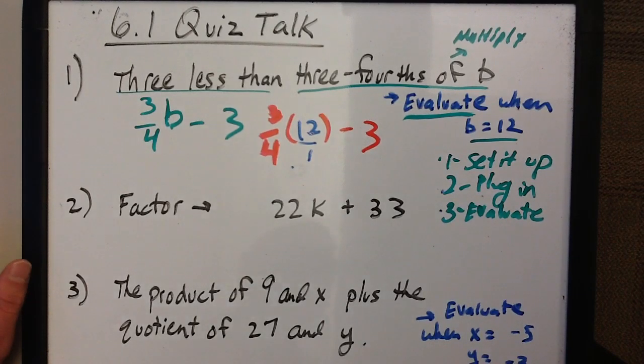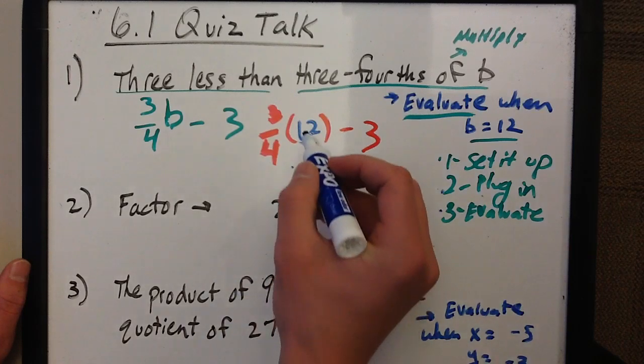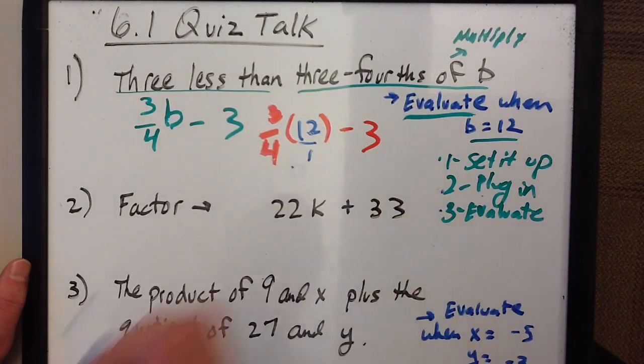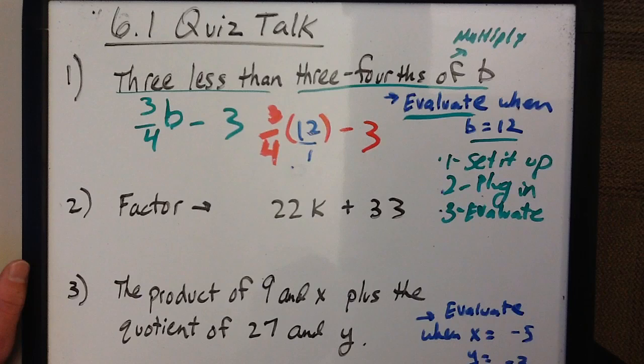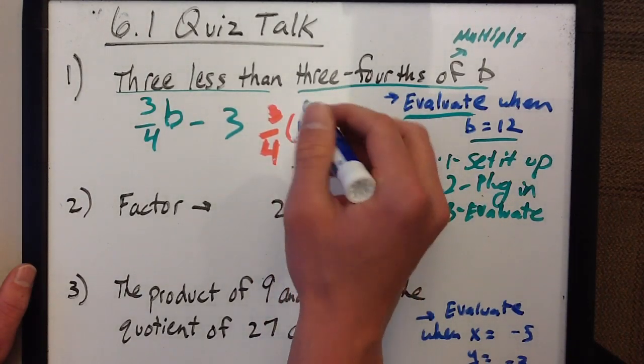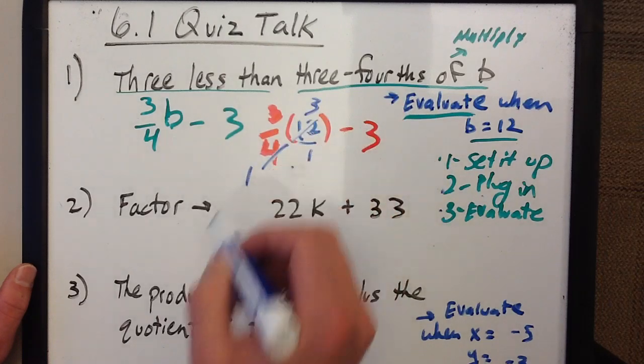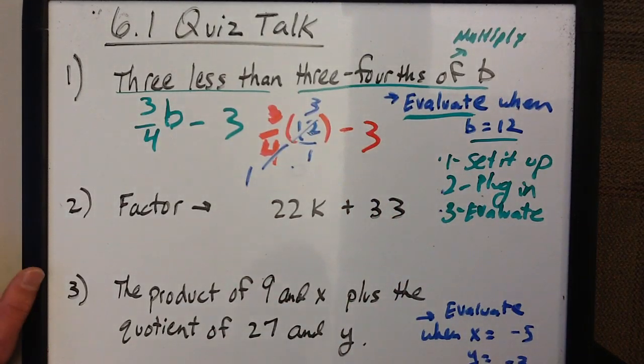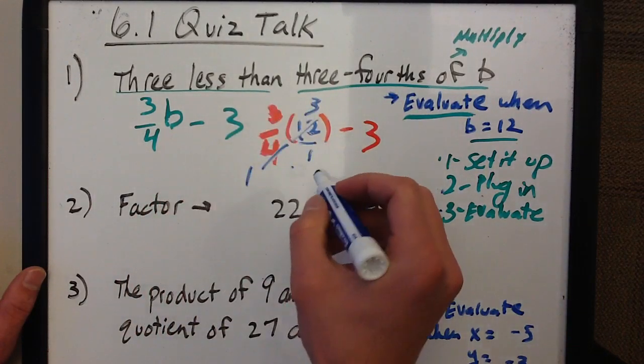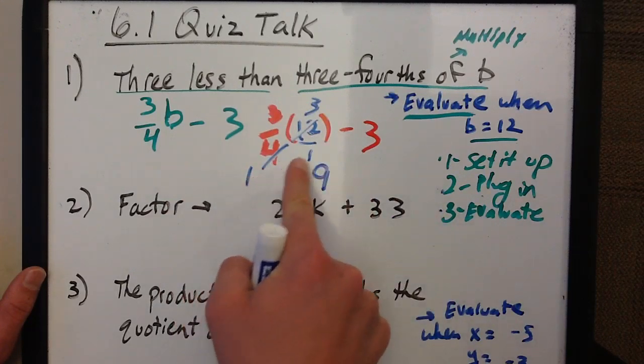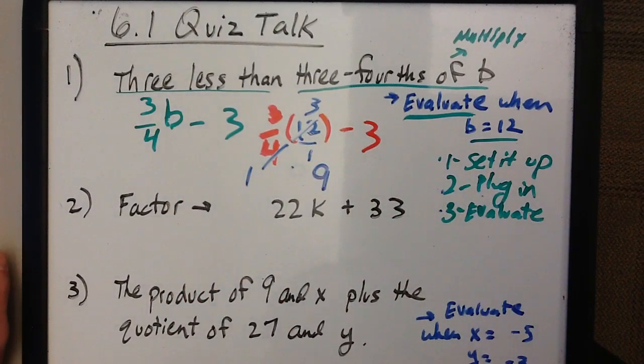Or you could cross simplify. I can say here I have a 12 on top and a 4 on bottom. 12 over 4 is equal to 3. 12 divided by 4 is 3. So I can cross this out and make it a 3. Cross that out and make it a 1. So now when I multiply those, I have 3 times 3, which is 9, and 1 times 1 on bottom, which is just 1. So 9 over 1 is just 9.